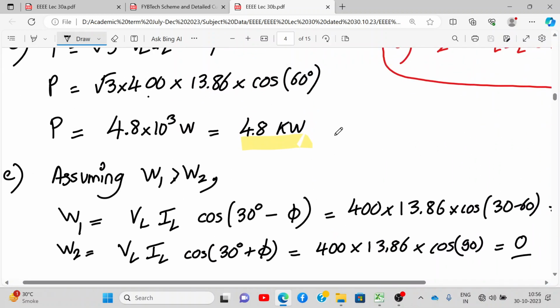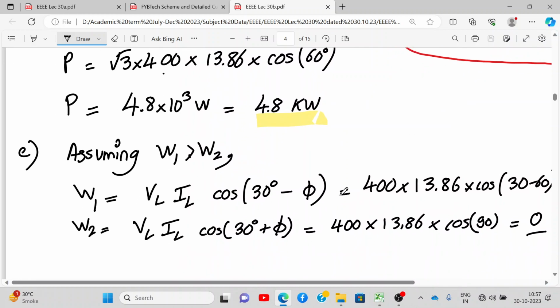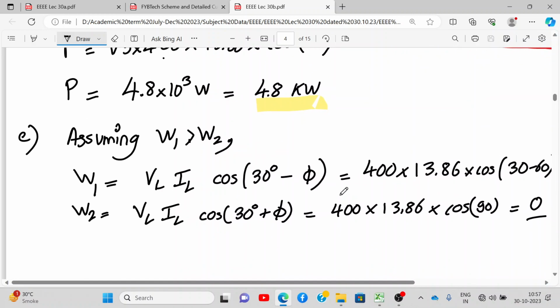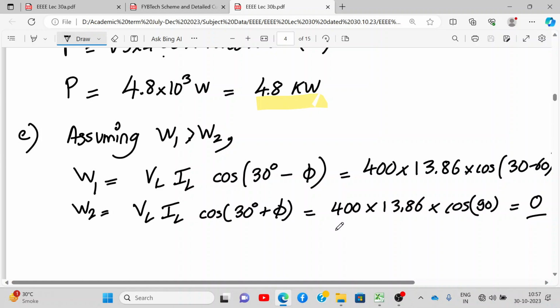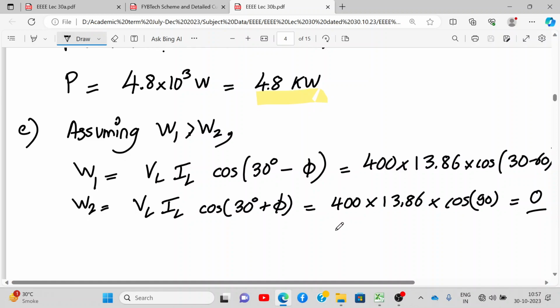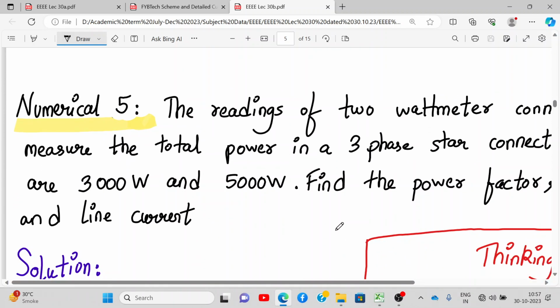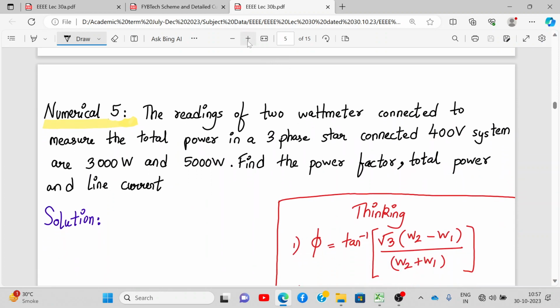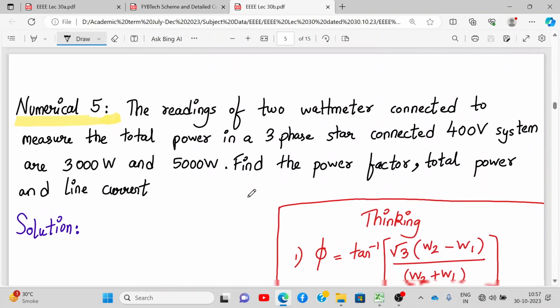Understood everyone? The two wattmeter readings: one wattmeter is showing 4.8 kilowatts, other is showing 0. Okay? We have solved 4 numericals. We have 2 more. One is homework and one I am going to describe. Don't write it, just listen. You can refer to it later. We have less time now.